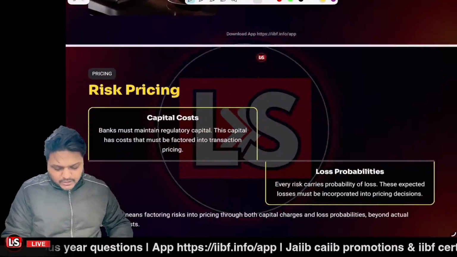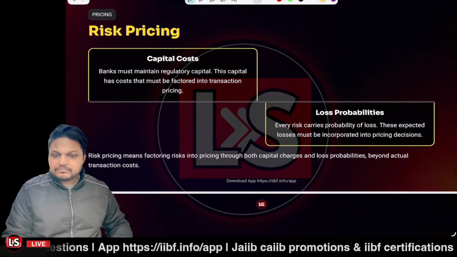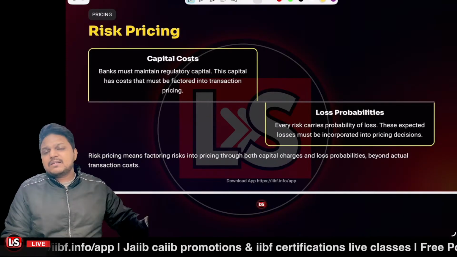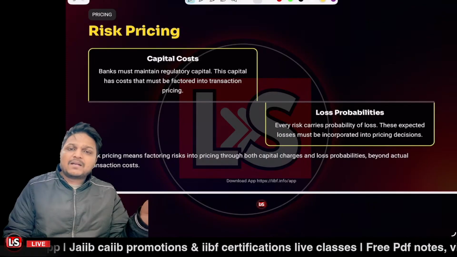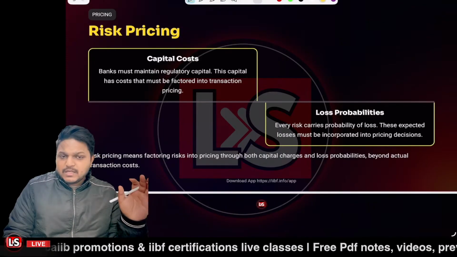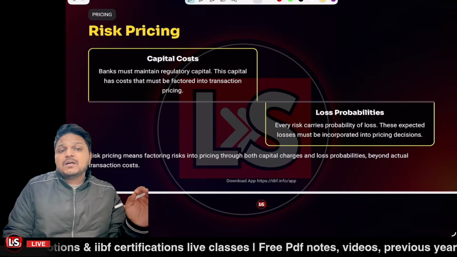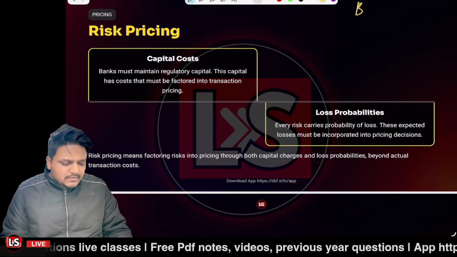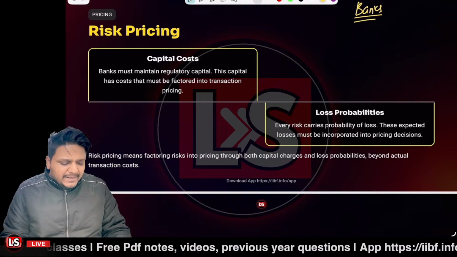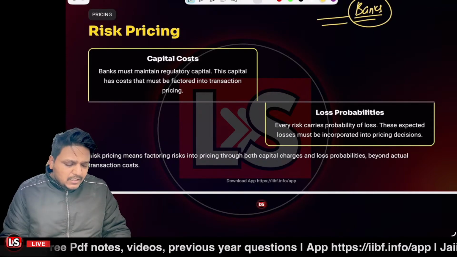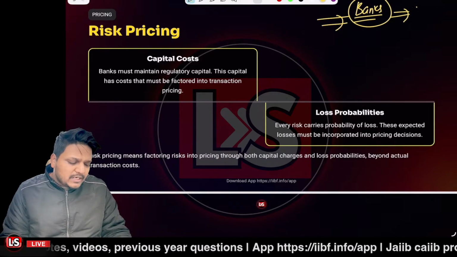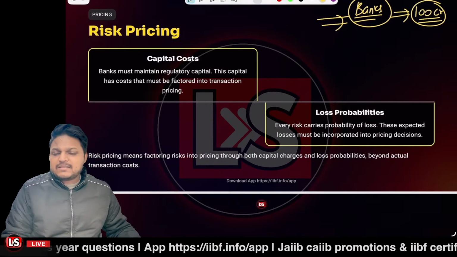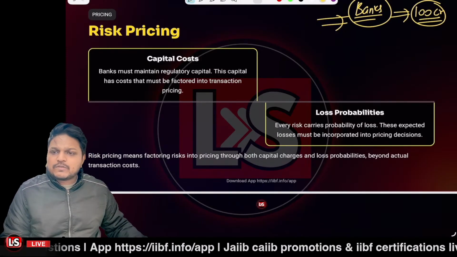Further, we're going to consider risk pricing. Definitely the risks are going to impact the bank's earnings or transactions, and banks are to maintain the necessary capital. It is very much required. Whenever the banks are working, let's say they have mobilized 100 crores of deposits.